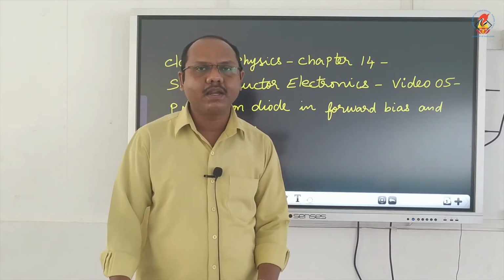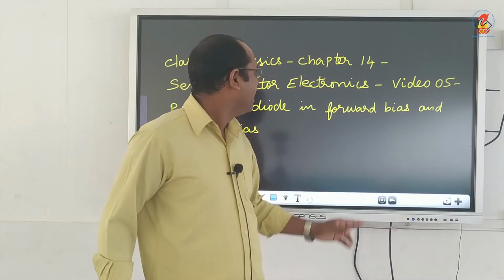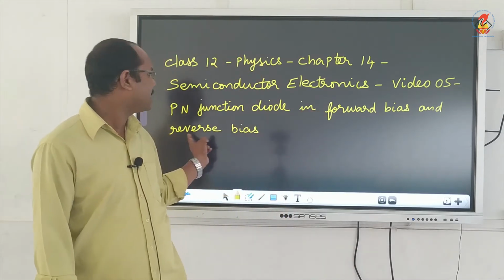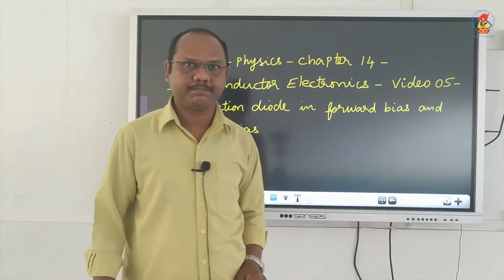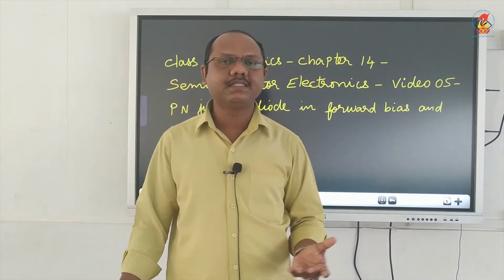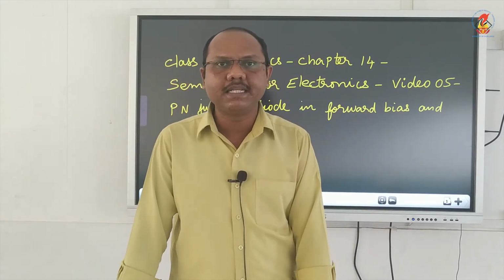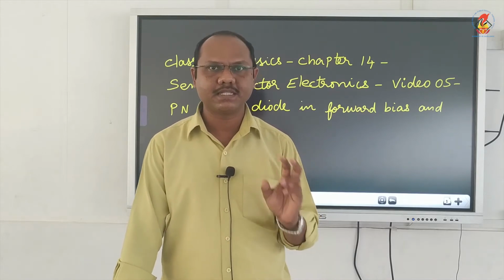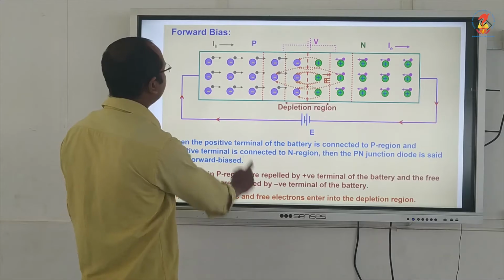Today we are going to discuss how a diode can be connected in forward bias as well as in reverse bias. So you can connect the diode in two patterns. The first thing is forward bias and the second thing is reverse bias. So let us see how this system works.